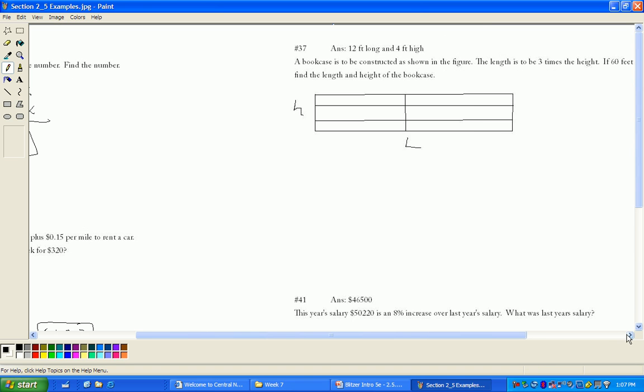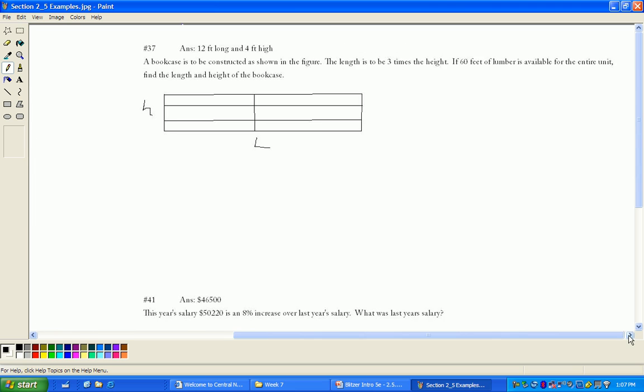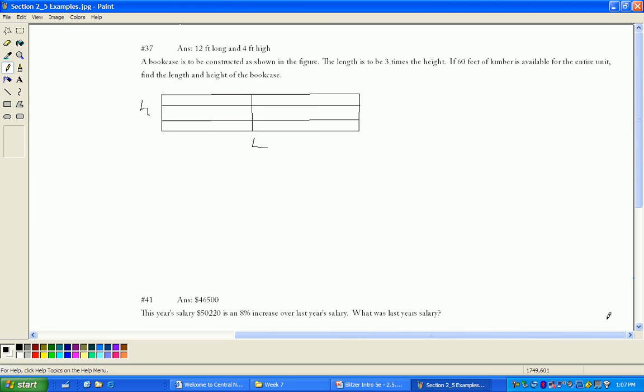Okay, this one deals a little bit with length and width. A bookcase is to be constructed as shown in the figure below. So here are all the shelves. The length is to be 3 times the height. So right away, let's write that down: length is equal to 3 times the height. 60 feet of lumber is available for the entire project. Find the length and height of the bookcase.